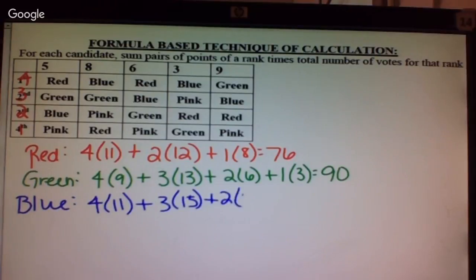5. So 2 points for every time they came in third. How many times did they come in last?